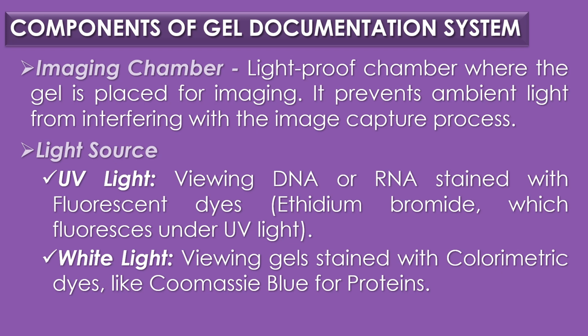The second component is light source. There are 2 light sources. One is UV light and another one is white light. UV light is commonly used for viewing DNA or RNA which are stained with fluorescent dyes like ethidium bromide, which fluoresces under UV light. The white light is used for viewing the gels which are stained with colorimetric dyes like Coomassie blue, which is used for the proteins.